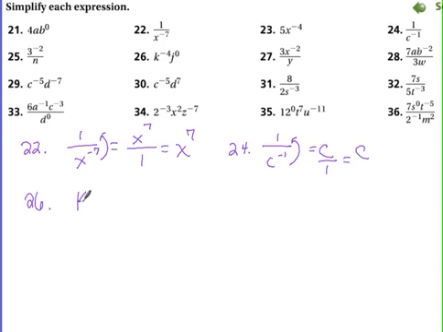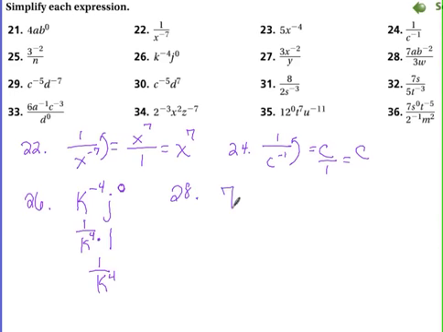26, k to the negative 4, and j to the 0. Anything to the 0 power gets replaced with 1. So this right here turns to 1. Over here it's k to the negative 4, so that's 1 over k to the 4. Anything times 1 is itself, so it's just 1 over k to the 4th.